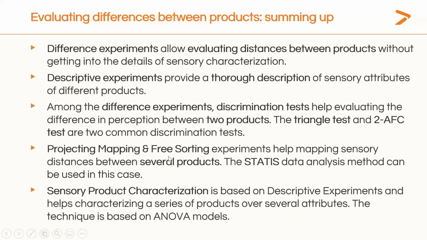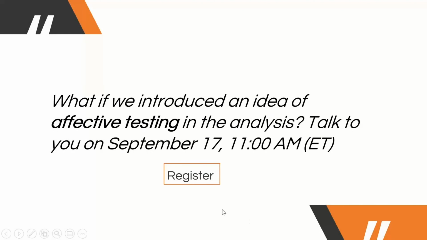We also saw projective mapping experiment, which helps mapping sensory distances between several products. We're not constraining ourselves only with two products. Here we are mapping several products. We use STATIS data analysis in this case. And at last, we saw sensory product characterization, which is based on descriptive experiments and helps characterizing a series of products over several attributes. So this one provides a more detailed characterization of the products, and it's based on ANOVA models.